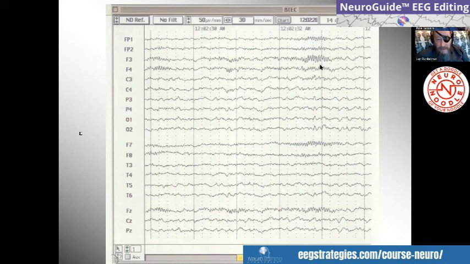Beta spindles. These beta spindles are, by definition, abnormal if they're bigger than 20 microvolts. Well, 50 microvolts, basically a millimeter here. And these are more than a millimeter. These are excessively sized and clinically abnormal by very definition.